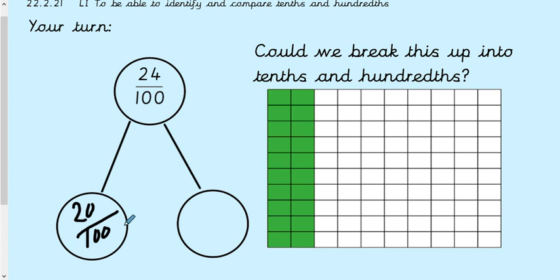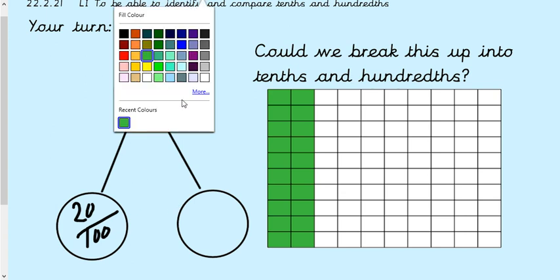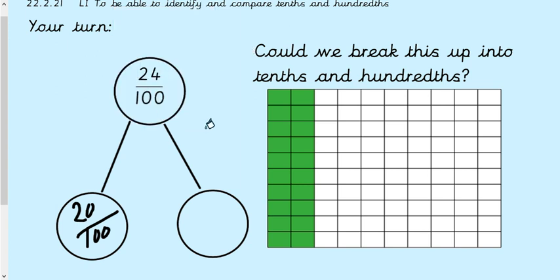So 20 hundredths, and then how many are left over? How many more do I need to shade in to make 24 hundredths? If I've already done 20 and I need to do 24, how many more would that be? 4. Okay, so if you count those all up, that would be 24 hundredths, and you can see that it's 20 hundredths add 1, 2, 3, 4 hundredths. So that would be 4 hundredths. Okay, hopefully that all makes sense.